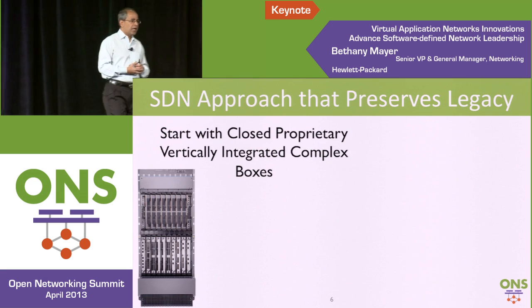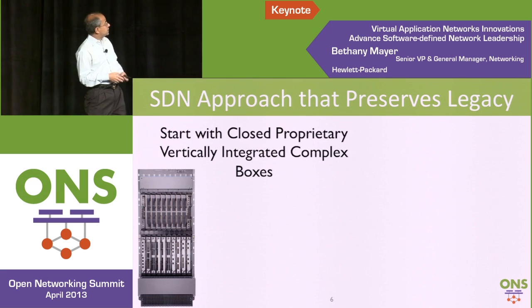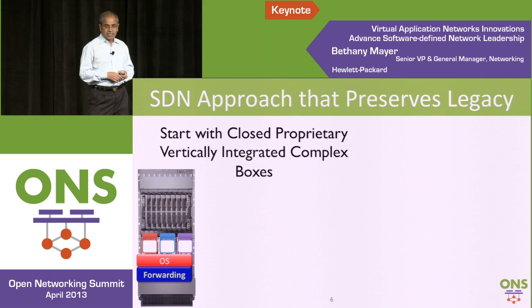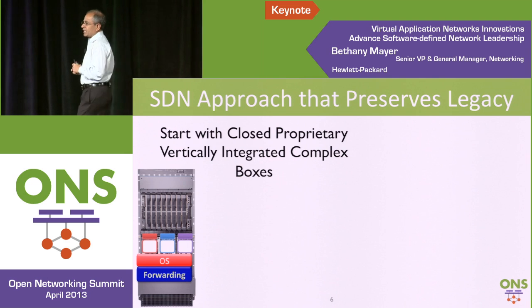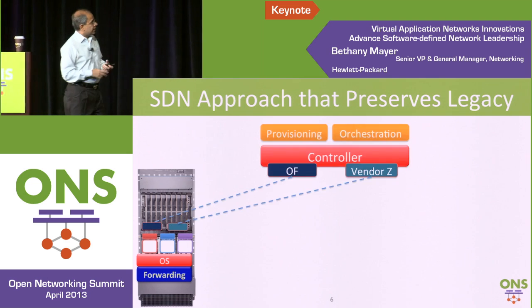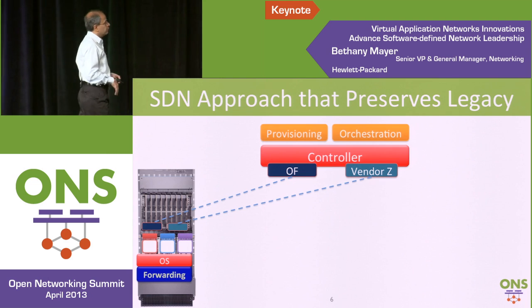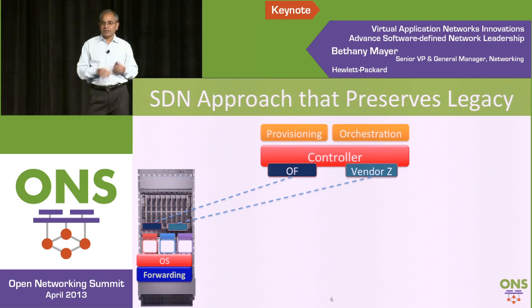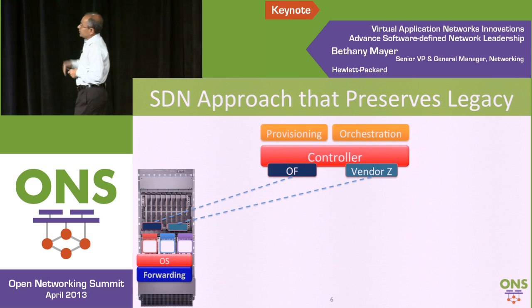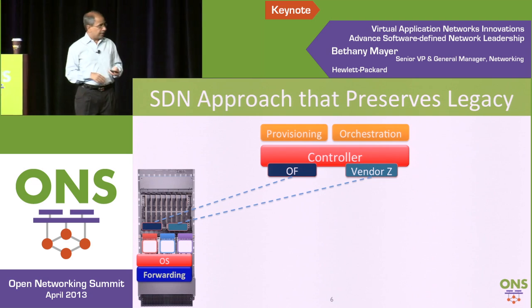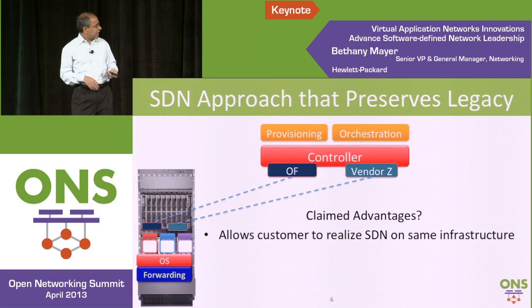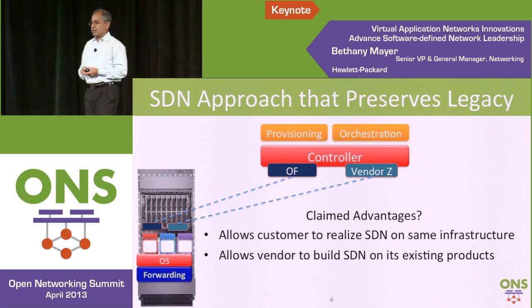What I'm hearing is some of the vendors are promoting this idea that you can take your existing boxes, these vertically integrated proprietary complex boxes, and we know that inside this there is heavyweight silicon, a network router operating system and all of that, millions and millions of lines of code, a lot of proprietary stuff. Then they say, okay, we will layer SDN on top of that. We will give you an OpenFlow interface, we will give you a vendor specific interface. Every vendor has some favorite interface that they want to put on top of this. Then you build a controller, and then they talk about building some applications. And the claimed advantage is this allows customers to realize SDN on their existing infrastructure, and it allows vendors to build SDN on their existing boxes.